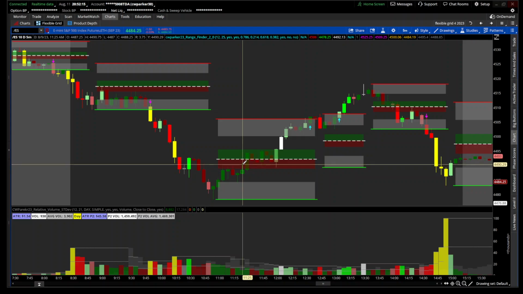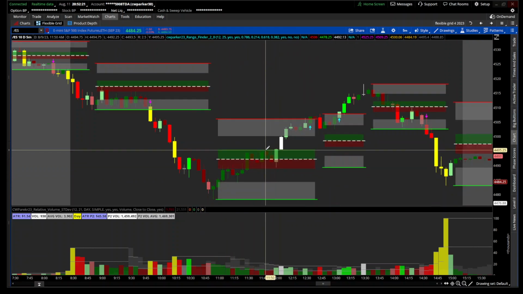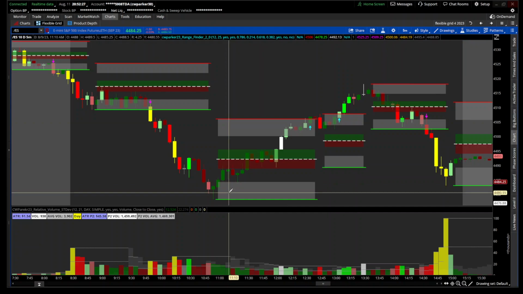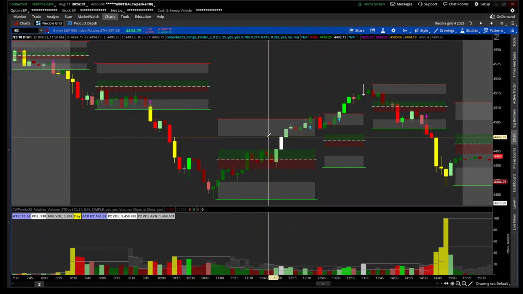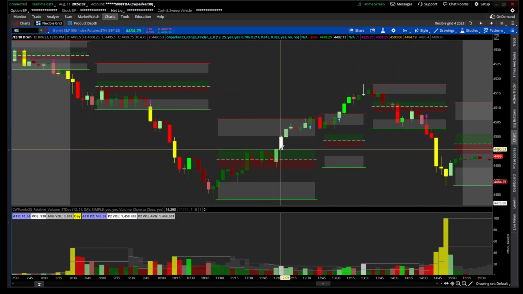Even though it's showing that it's light volume, for the most part, the stock came back up. You probably want to use this indicator in conjunction with another indicator, but for the most part, it's using these candles to create these ranges, and then from there, you can either play the range or you can use it as a base level for you to find your risk levels.